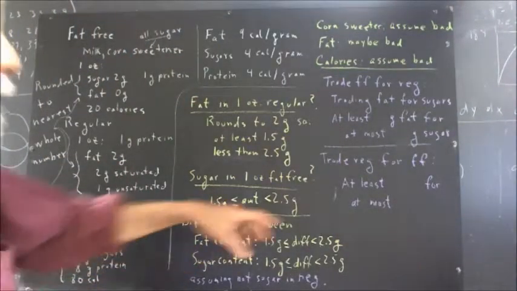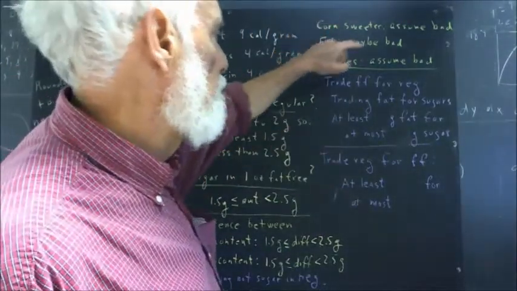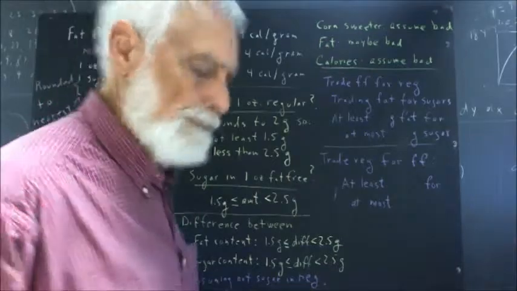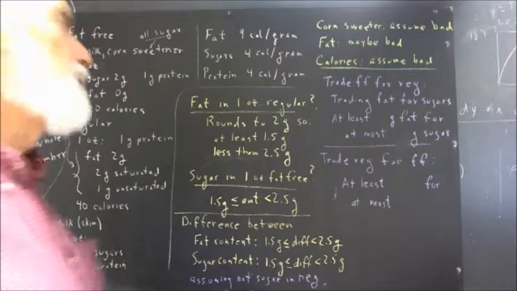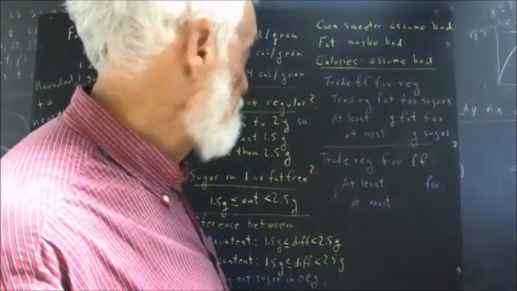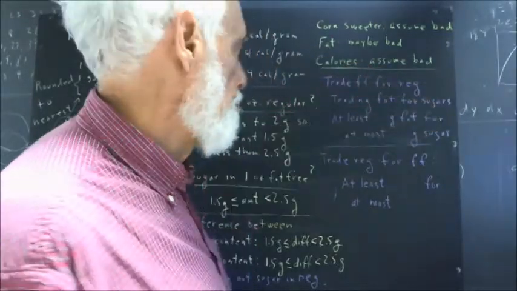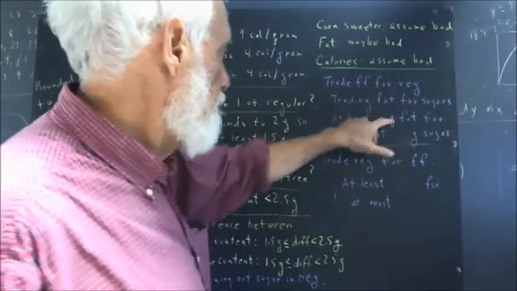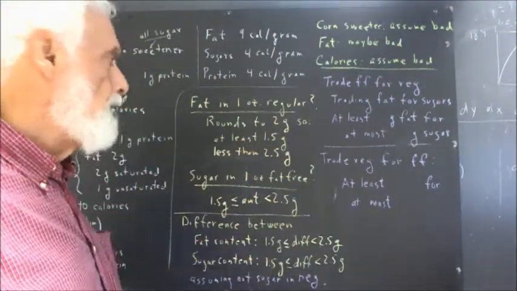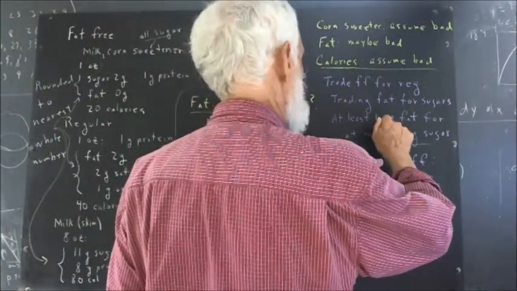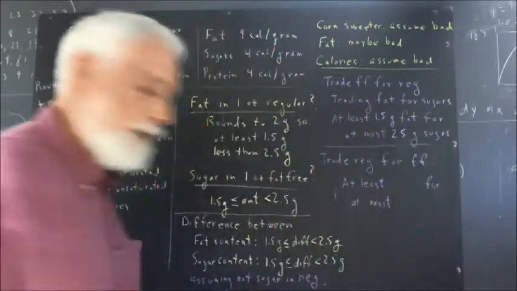Well, we're trading at least 1.5 grams of fat because there's that much fat in, if we're trading fat-free for regular, hang on a minute, I might have that backwards. Okay, well, the way I stated it, we'll stick with that. At least how much fat for at most how much sugar. So we're losing at least 1.5 grams of fat because there are at least 1.5 grams of fat in the corn sweetener. And we're gaining at most 2.5 grams of sugar.